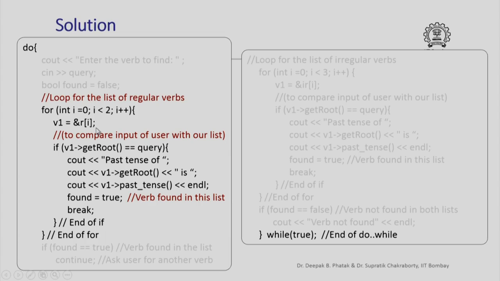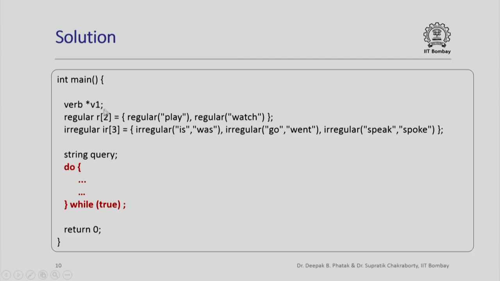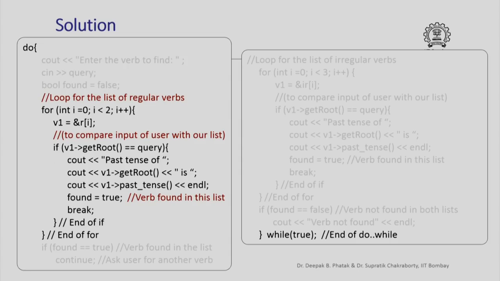And note what I have done here. If you recall, we had declared a variable v1 which was of type pointer to the base abstract class verb. I am now going to use this pointer variable here to store the address of the ith element in the array of regular verbs. Now the ith element in the array of regular verbs is of course going to be a regular verb. So the address of that is going to be the address of a regular verb, but since a regular verb is derived from the base class verb, this can also be viewed as an address of an object of the base class verb, and therefore this assignment is fine.